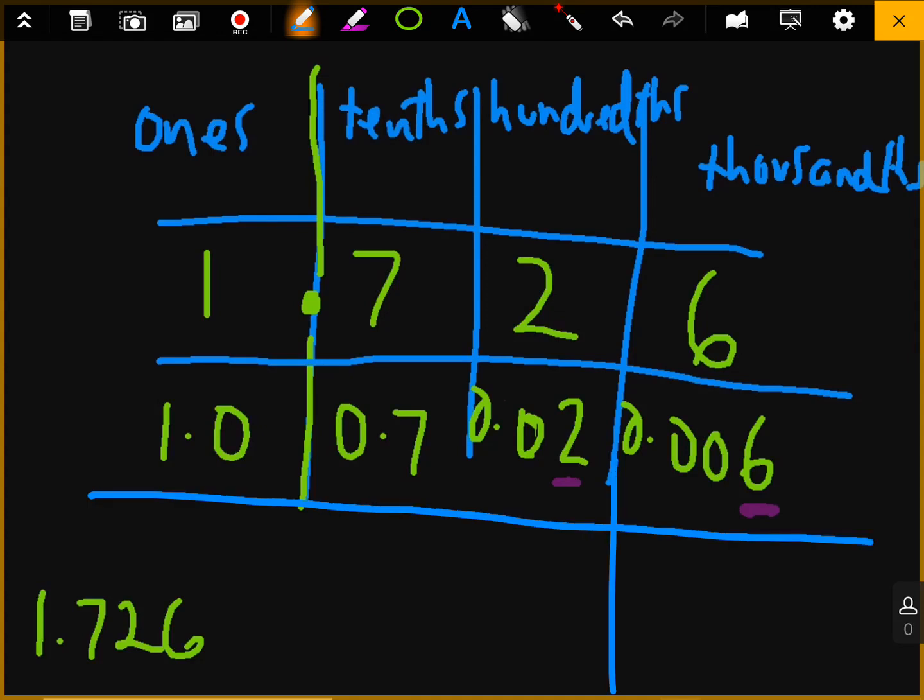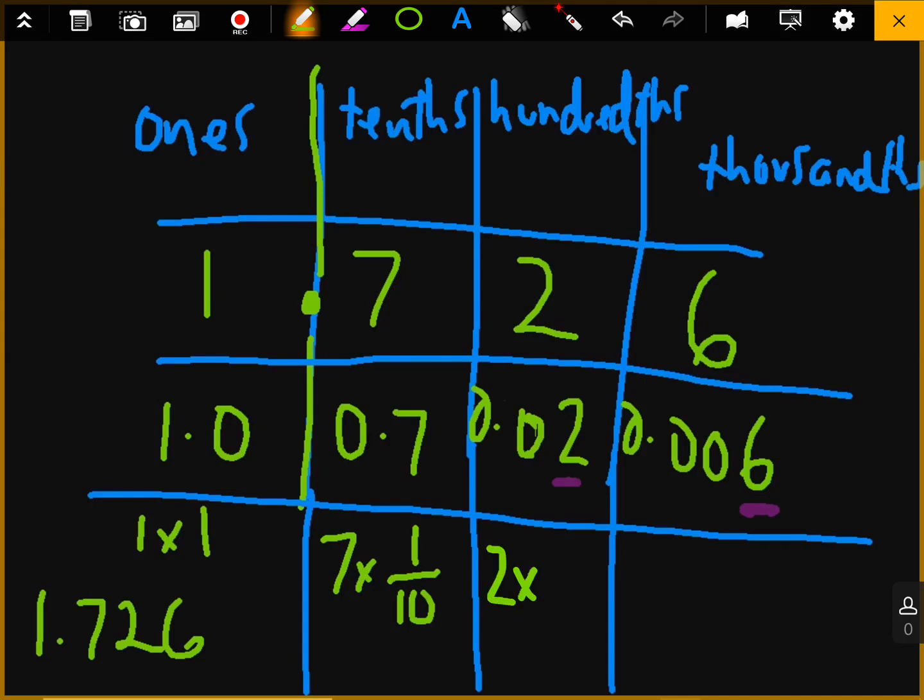Let's take a look at that. And this is really important. So we already know that 1 is 1 times 1. That's no big deal. No surprise to anyone. This one is 7 times 1 over 10 because it's in the tenths place. And this one is 2 times 1 over 100 because it's in the hundredths place. And this last one would be 6 times 1 over, you guessed it, 1,000 because it's in the thousandths place.